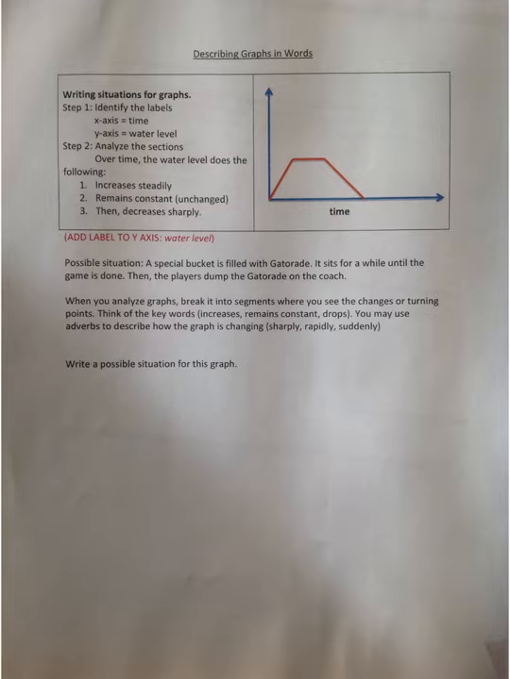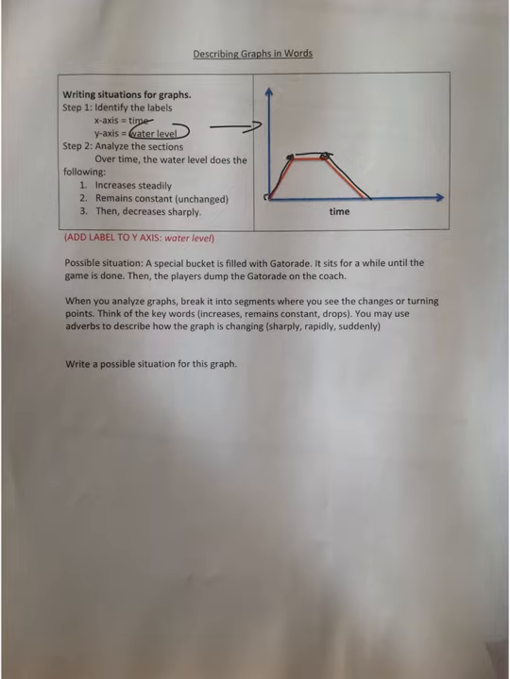So this is going back to the story graph that we had in the beginning. One of the things you might want to do is identify labels. So you'll see I have identified time, and then the Y is the water level. This is a situation that could be interpreted from this graph. Over time the water level does the following. It increases steadily, which is going here to here. It remains constant, the level is unchanged, and then it decreases sharply.